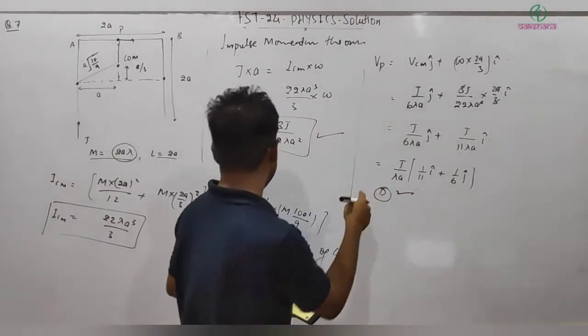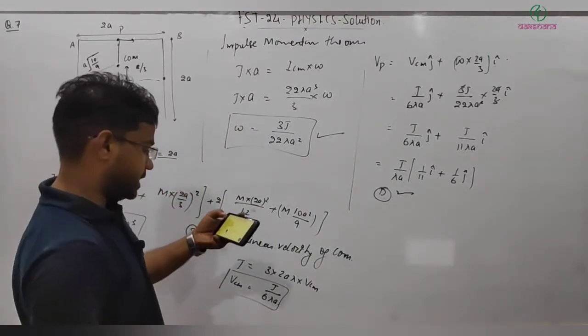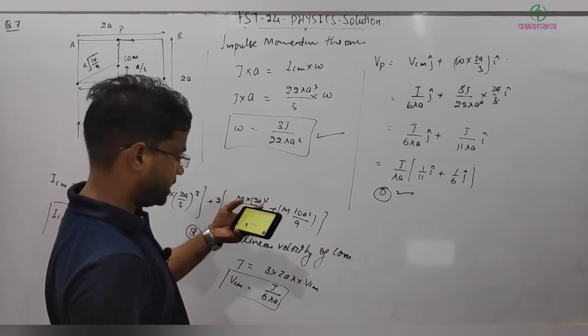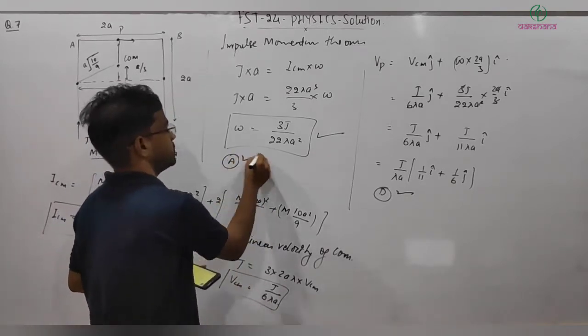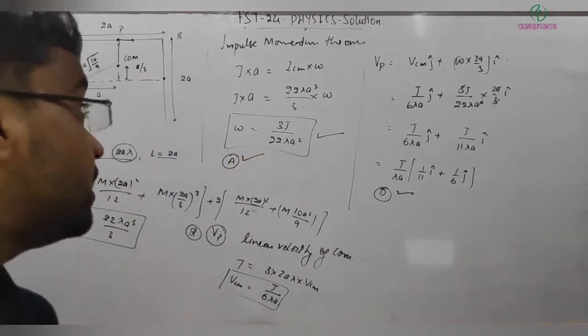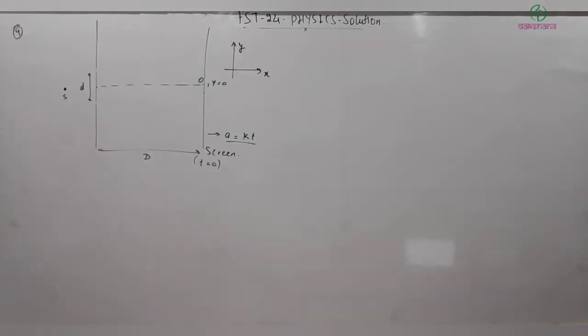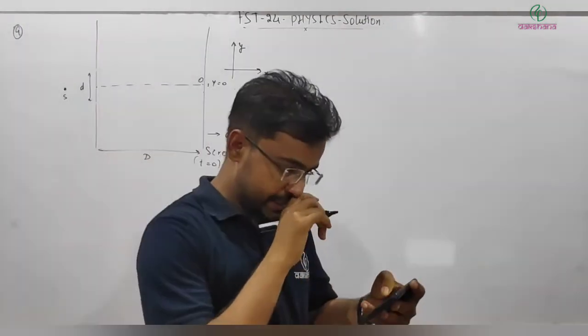So this is the answer for question 8, and the answer for question number 7, 3J by 22 lambda a², matches option A. So this is about the passage for questions 7 to 8. Okay, next is the passage for questions 9 and 10.